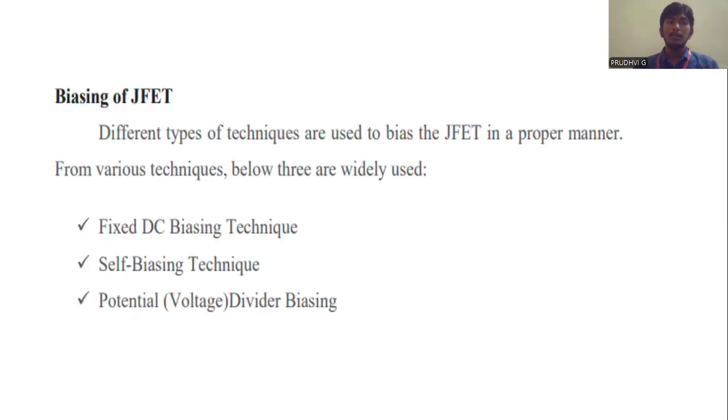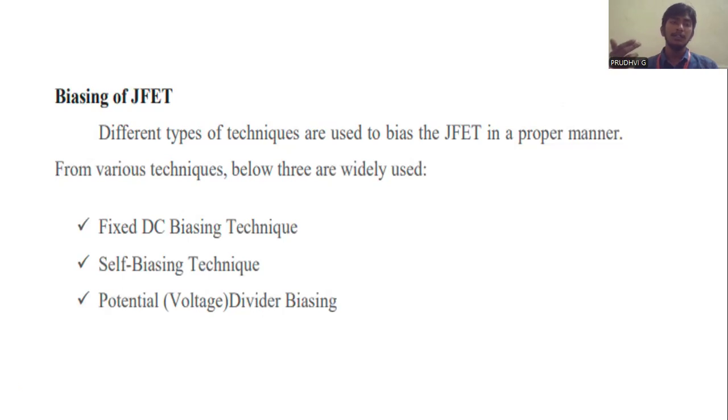We have the same biasing techniques for the JFET as for the BJT: the fixed DC biasing, self biasing technique, and the potential divider biasing. In the first one, the fixed DC biasing technique, we use an external voltage, and we use a resistor instead of an external voltage in the last two biasing techniques.